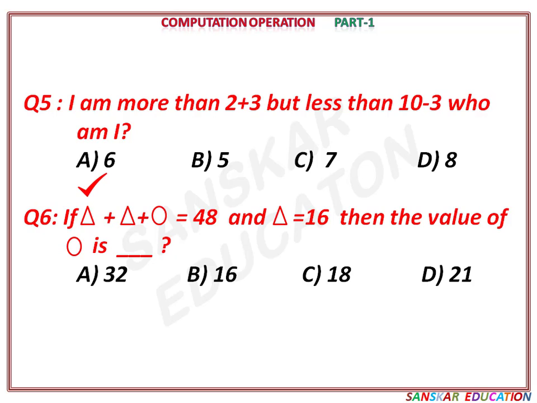Next question. If triangle plus circle equals to 48 and triangle equals to 16, then the value of circle is dash. Options are 32, 16, 18, 21. 16 is the correct answer.